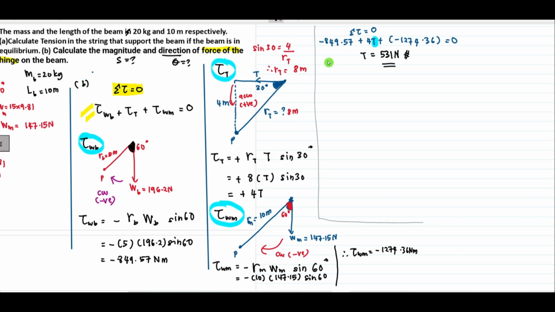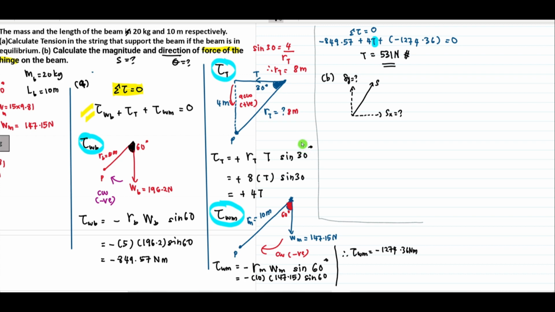Ni kita buat soalan B. Okay, kita baca soalan B. Calculate the magnitude and direction of the force, okay, of the hinge on the beam. So, kita nak kira S. Kan? Tapi sebelum kita kira S, S tadi kan macam ni. Kita kena kira dululah nilai Sx dia berapa, dan nilai Sy dia berapa. Boleh? Okay. So, macam mana kita nak kira?